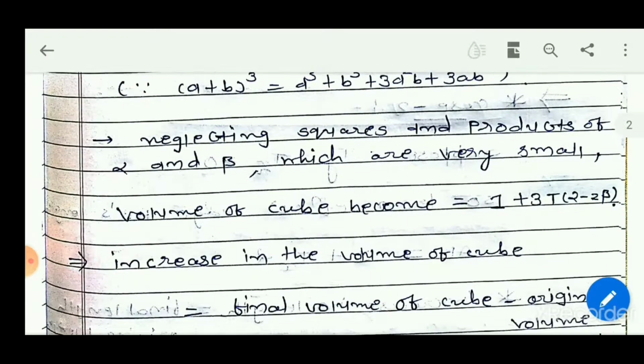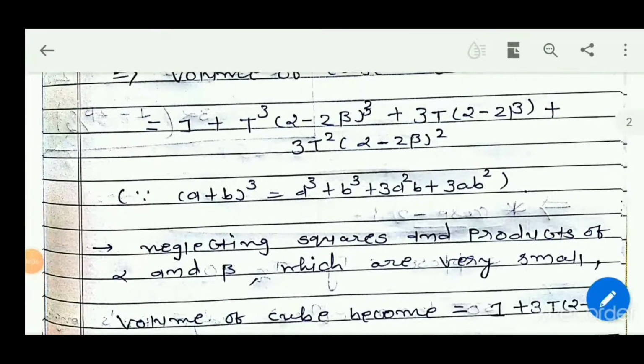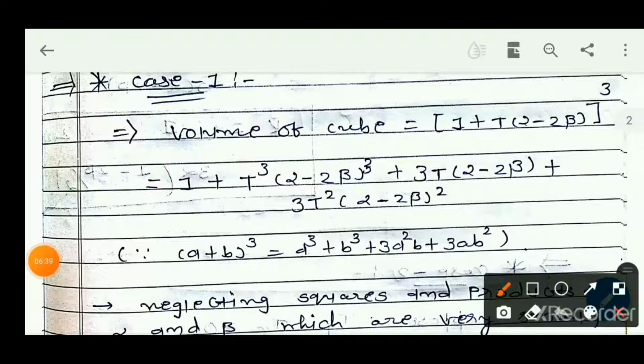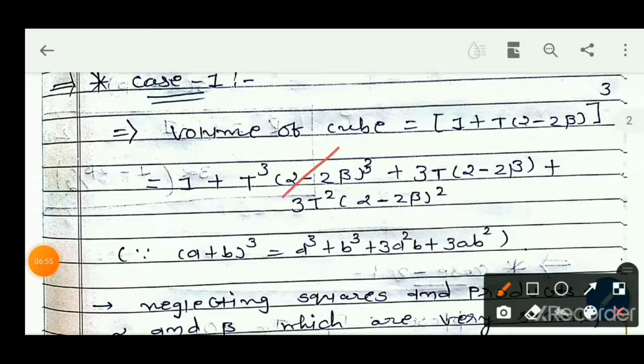So now, neglecting squares and products of alpha and beta, which are very small. Here t cubed, t is already small, and its square or cube is very small, so we can neglect these two terms, 1 and 2.